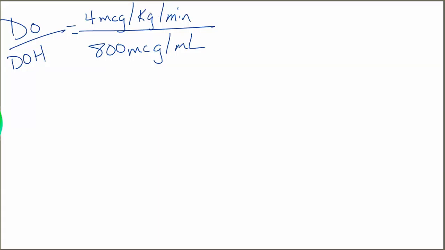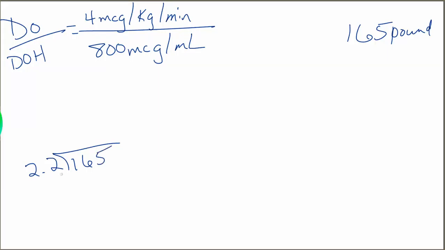So let's say this is a 165 pound patient. So let's figure this out. We'll go ahead and do the math so you guys can practice. So 2.2 divided into 165. Remember that you do have to move your decimal point.